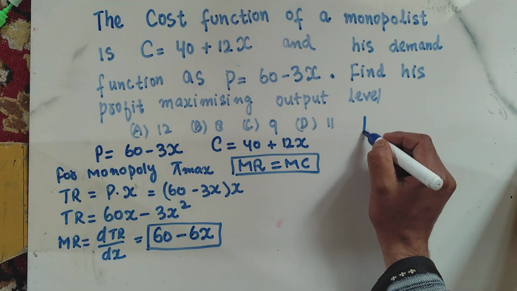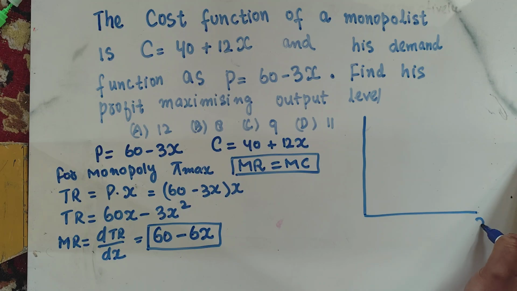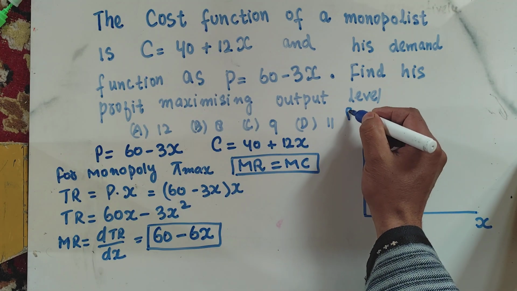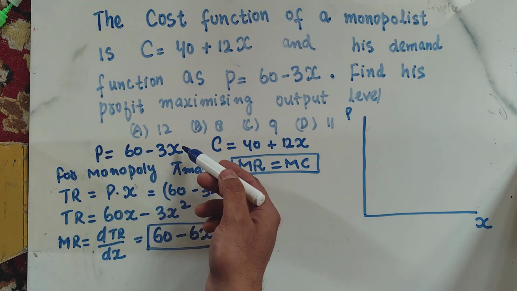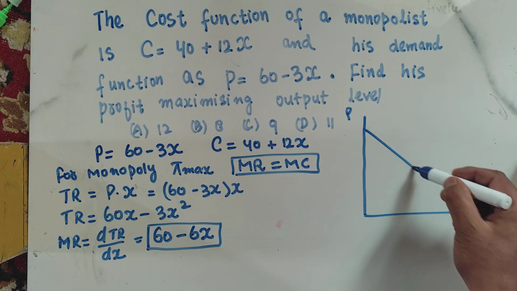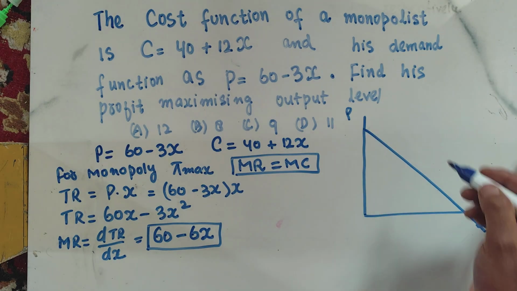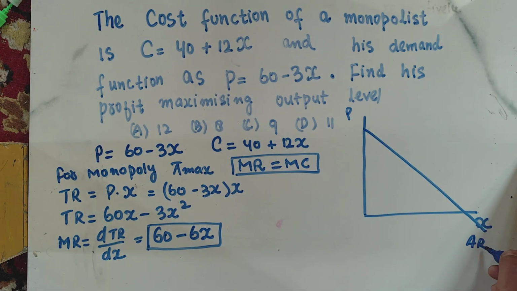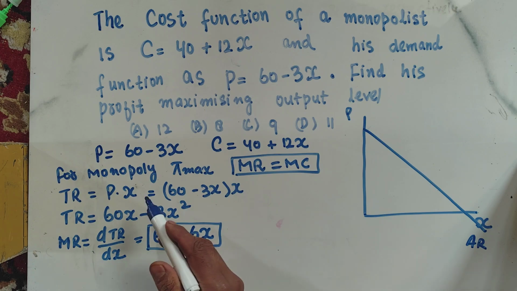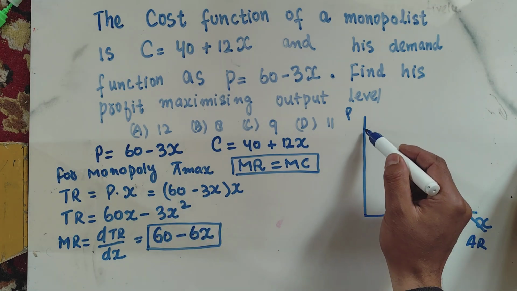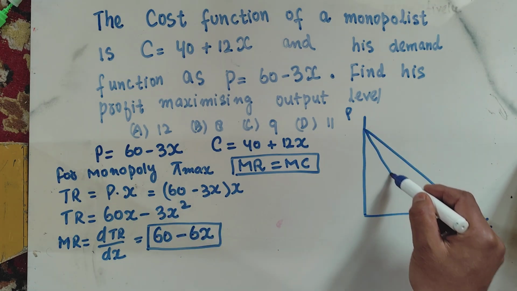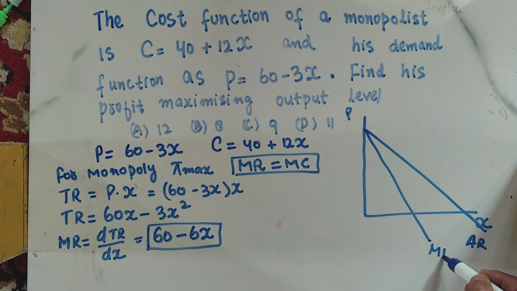Now if I show it on the graph, we have output on the horizontal axis, and price, marginal revenue, marginal cost on the vertical axis. Now given the demand function, this is called the average revenue function. Inverse demand function is also called the average revenue function. Marginal revenue has the same intercept as the average revenue function, but its slope is twice that of the average revenue function. So this is our marginal revenue function.